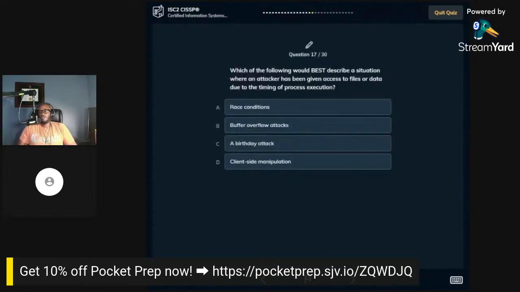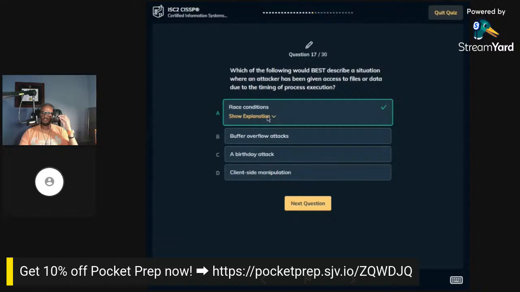Which of the following would best describe a situation where an attacker has been given access to files or data due to the timing of process execution? That's birthday attack? Oh, you said race conditions? Yeah, due to the timing of process. I was gonna say birthday attack, but then I was like, no, it's timing, not birthday attack. I go with race conditions.